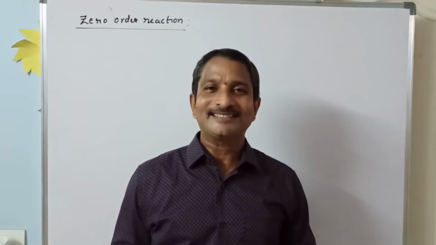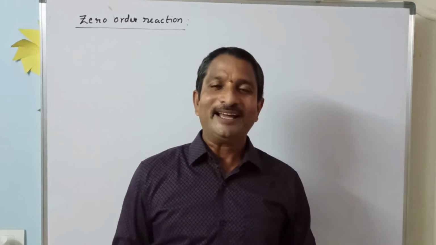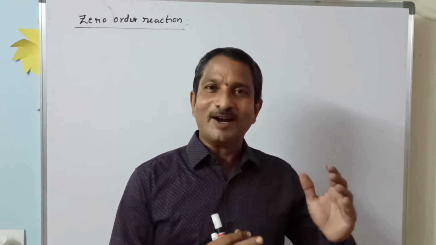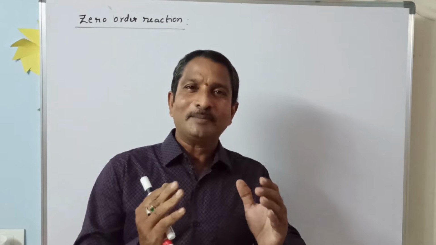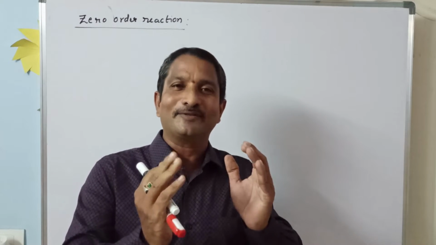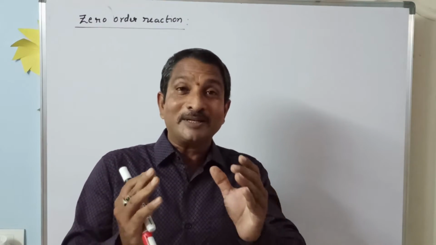Welcome to chemistry class. In this video, I would like to explain zero order reaction. In the previous video, I explained what is order of reaction. Using order of reaction, we can define zero order reaction. What is order of reaction? The sum of the exponents of concentrations of reactants in the rate equation is called order of reaction. So zero order means the sum of the exponents must be zero.